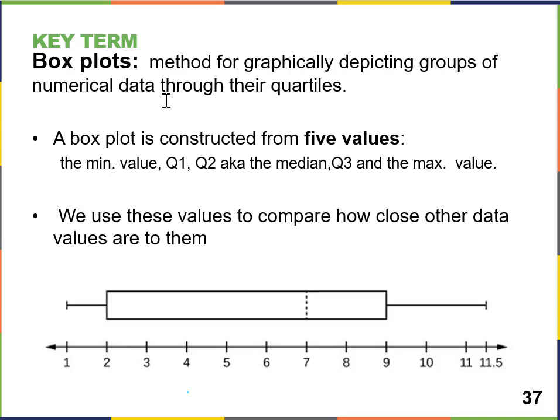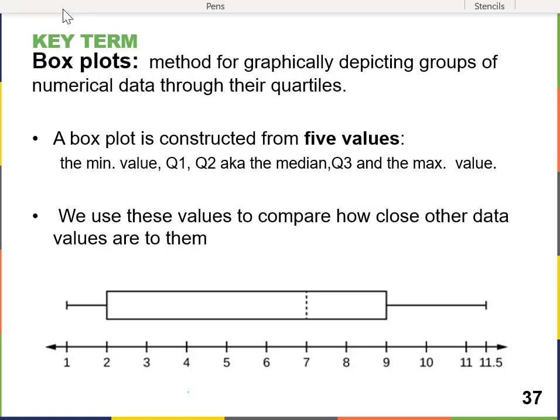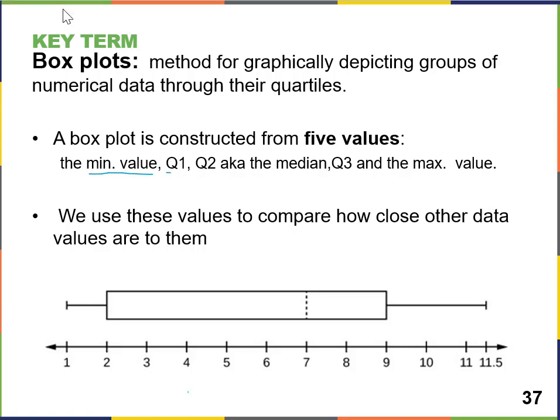The box plot is constructed from 5 values, and the first one is the minimum. So we have the minimum value, the first quartile, the second quartile, also referred to as the median, the third quartile, and then the maximum value. And this is a depiction of a box plot, and I'm just going to put in what each of these components of the box plot are.